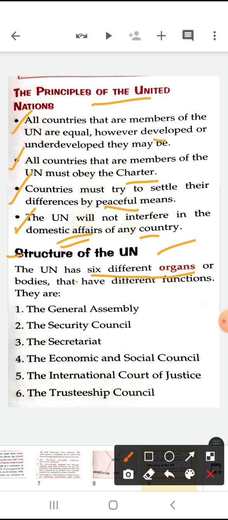Okay. Now the structure of UN. UN has six different organs which function. First we have General Assembly, then Security Council, the Secretariat, the Economic and Social Council, the International Court of Justice, and the Trusteeship Council. Okay.